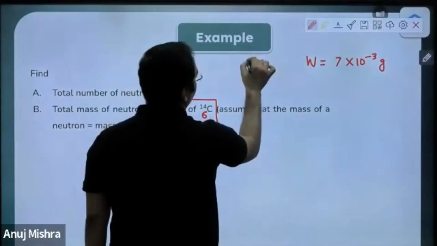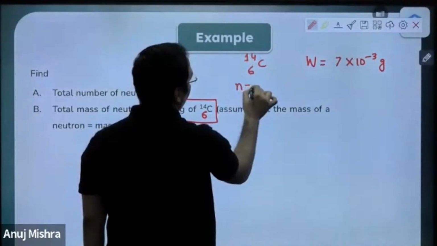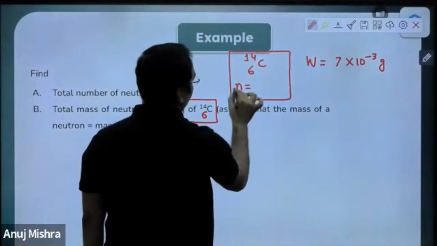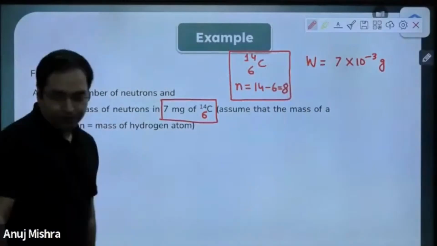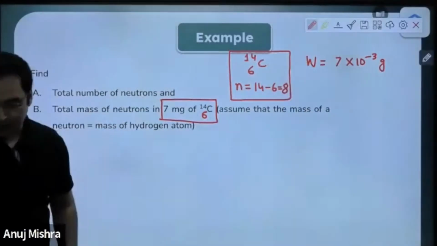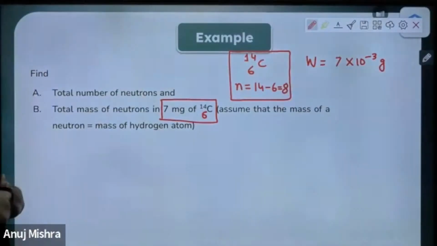Shreyash, 6C14, how many neutrons are there in 1 unit? Very good. 14 minus 6 is 8. Shally, is it clear? Yes. In single unit of 6C14, we have these many neutrons. In single unit, we have these many neutrons. Okay. How many units do we have? You have W is a weight.